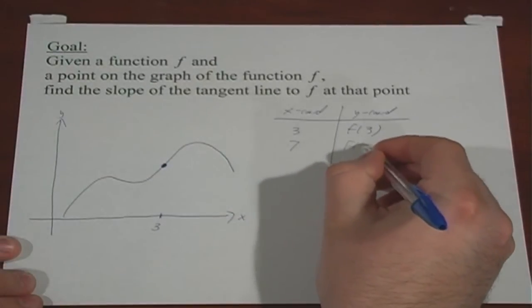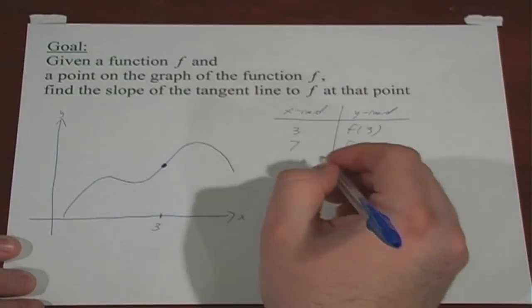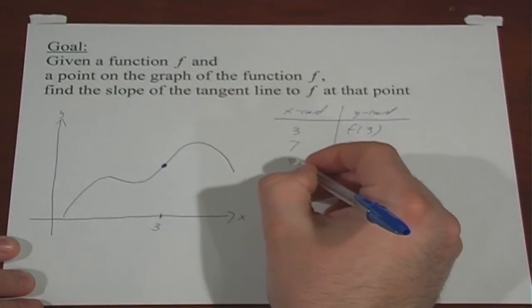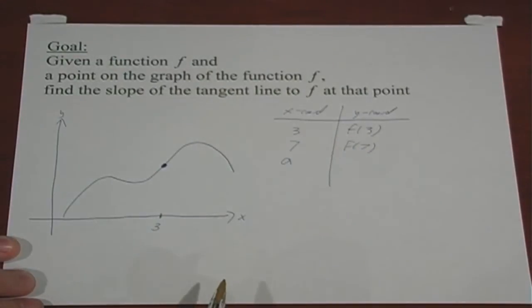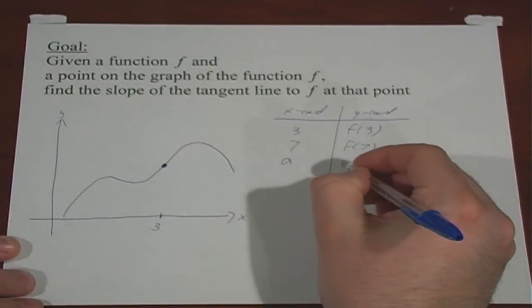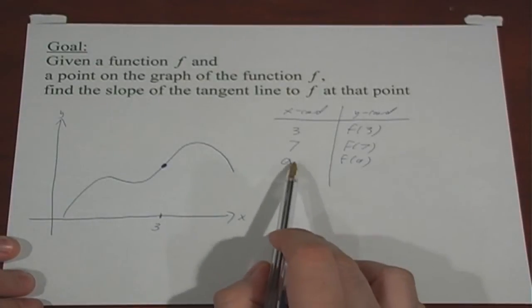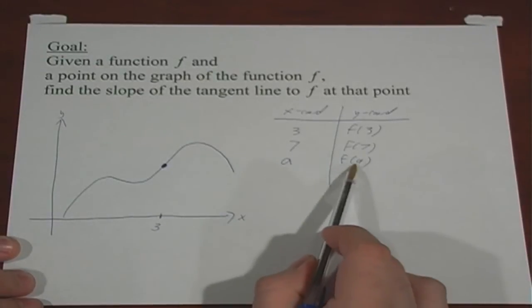F of 7. Okay, let me just make it slightly more complicated. Let's put a letter here. Let's say the x-coordinate of the point on the graph is A. Okay, what's the y-coordinate? The answer, again, just plug that into the function, f of A. There's the answer. So basically I'm talking about the point A, comma, f of A. Okay, so A is the x-coordinate, f of A is the y-coordinate.